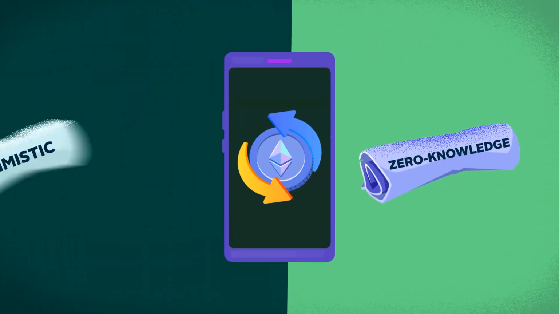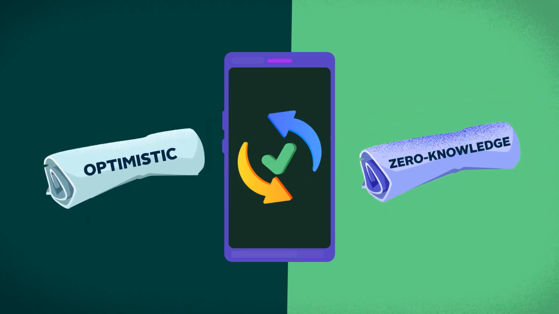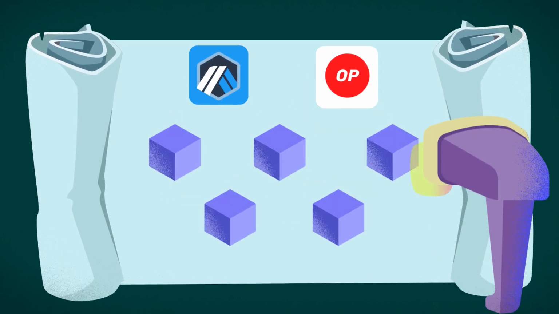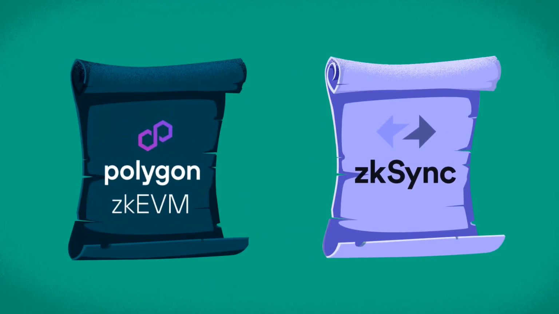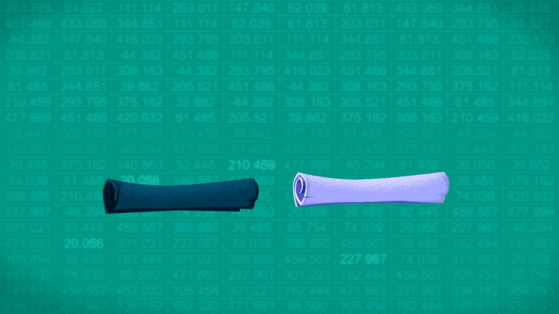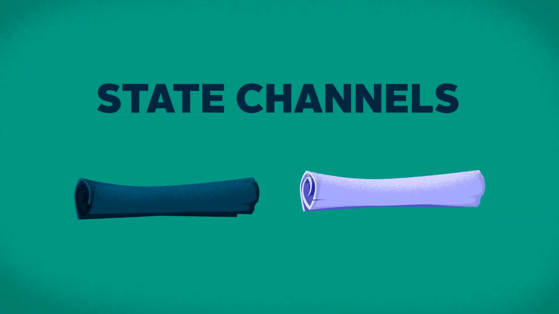There are two types of rollups which differ in how transactions are validated. Optimistic rollups like Arbitrum and Optimism rely on fraud proofs, while zero-knowledge rollups like zk-Sync and Polygon zk-EVM rely on mathematical proofs. On top of rollups, we also have state channels.